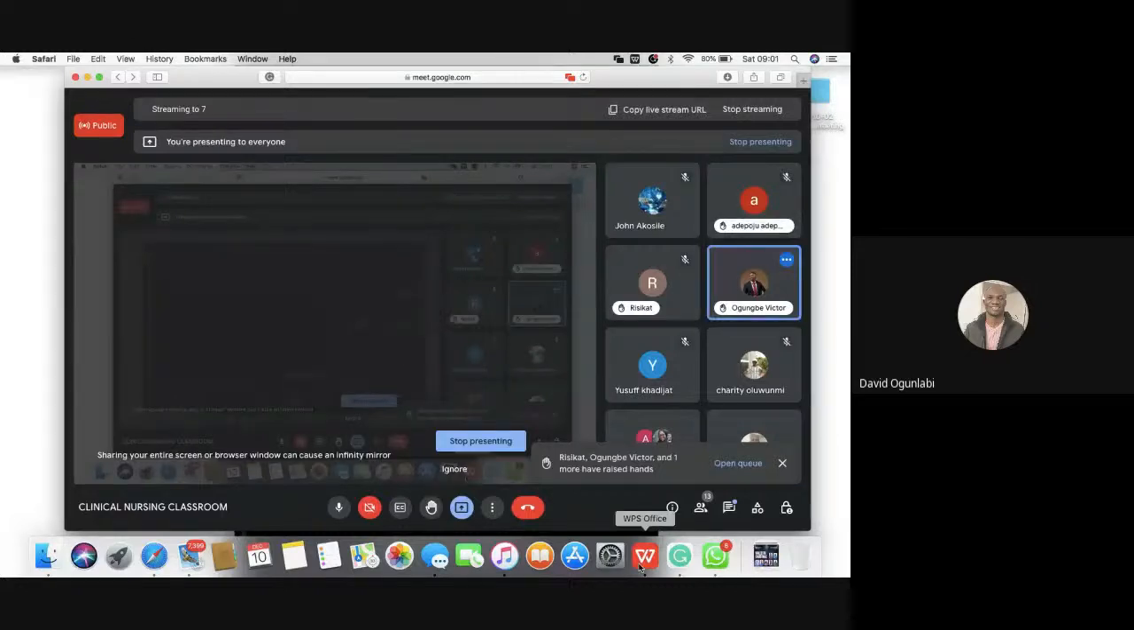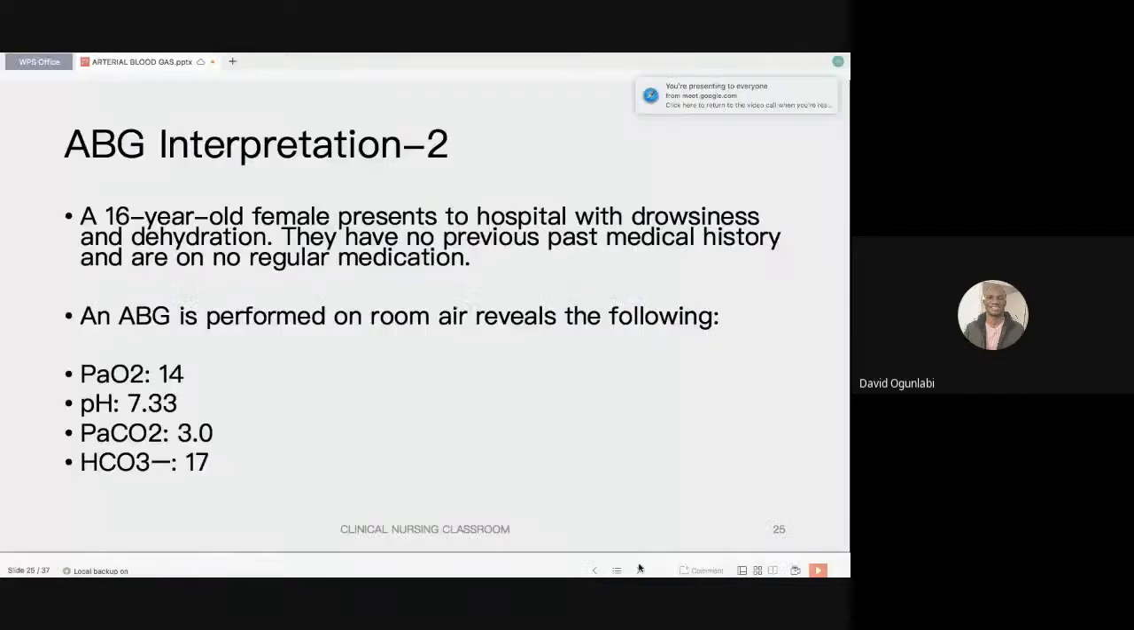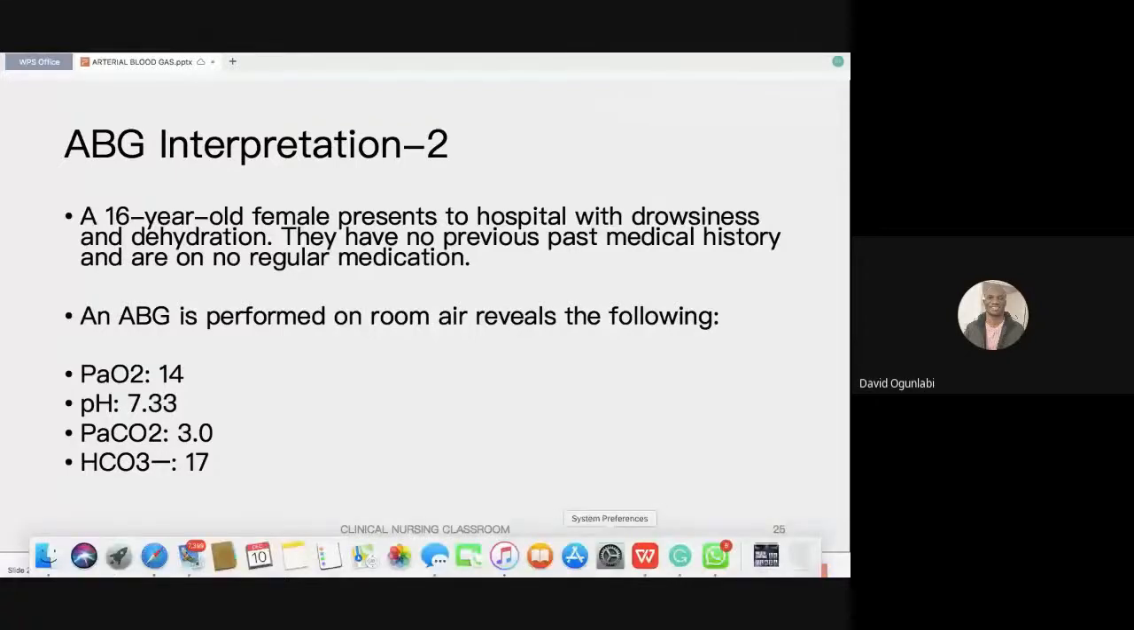So PaCO2 is 3.0, and that is definitely alkalosis. So we have written that this is alkalosis. Now, look at this. You said PaCO2 is alkalosis. Is this PaCO2 going in the direction of our pH? Is it going in the same direction? No, sir. Definitely, the source is not respiratory. That's what it means. If it is not going in the same direction as the pH, it is not the source.